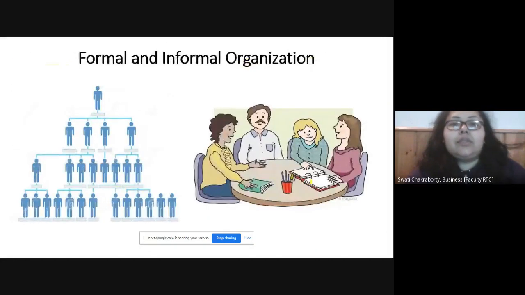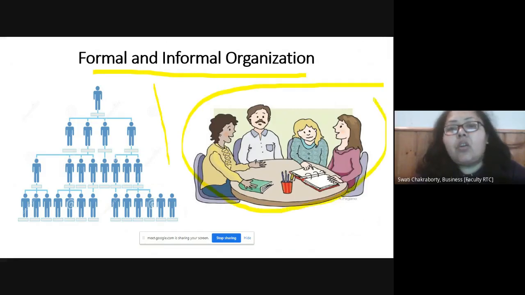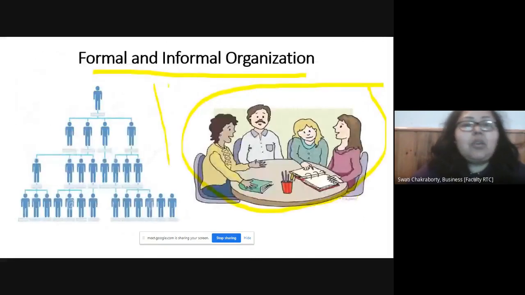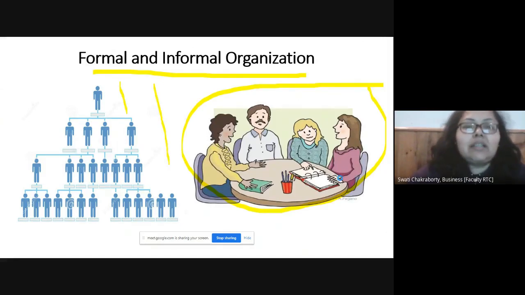Okay, so this is a picture. Next we come to formal and informal organization, and this is a picture of a formal organization and a picture of an informal organization. If you actually see, a formal organization is very much structured, whereas an informal one is more of a friendly atmosphere. Let's go into more detail.